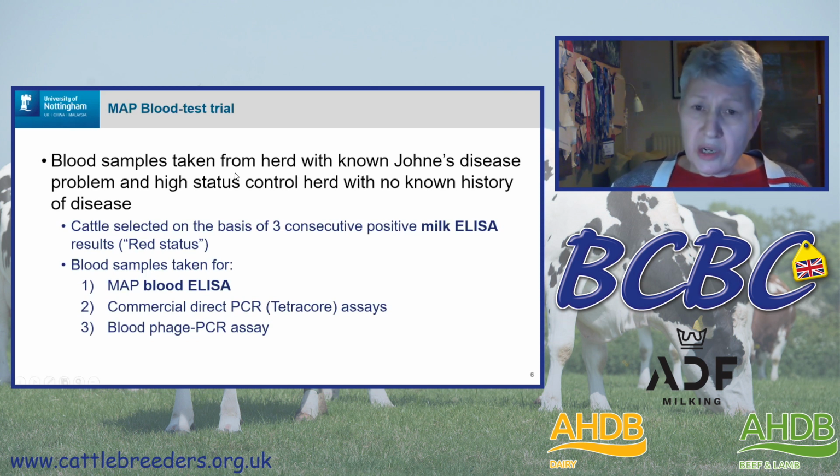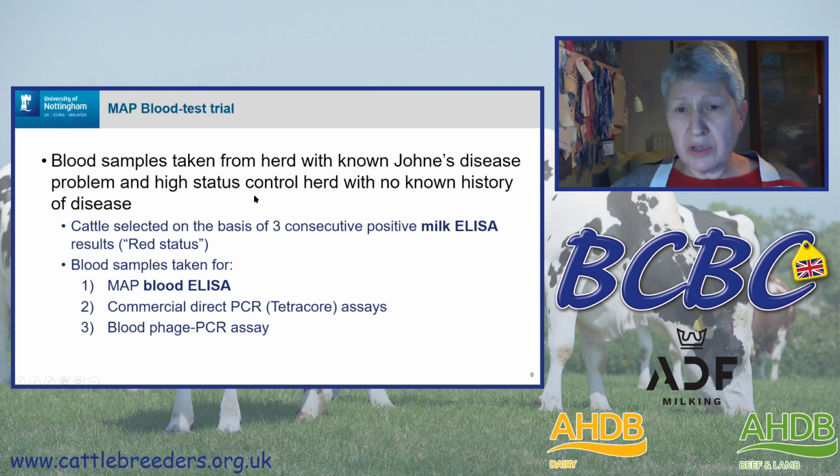So we went to a herd with a known Johne's problem that one of my collaborators in the vet school was working with, and so we had good access to farmers who were happy to take part in new test programs. And we also used a high status control herd where there had never been any cases of Johne's disease, because we wanted to see if there were any issues with specificity, if we found mycobacteria everywhere, or if we only found it in the herd with Johne's disease.